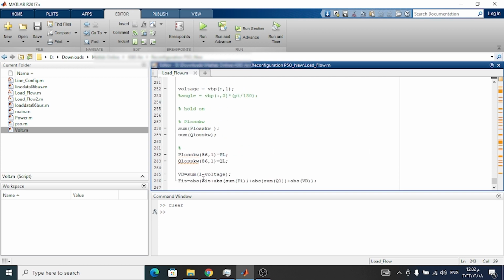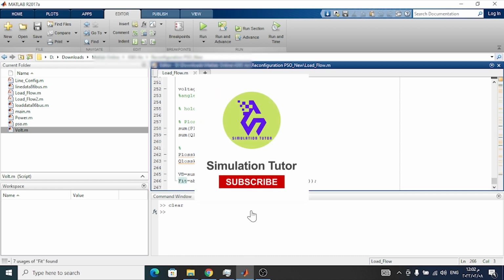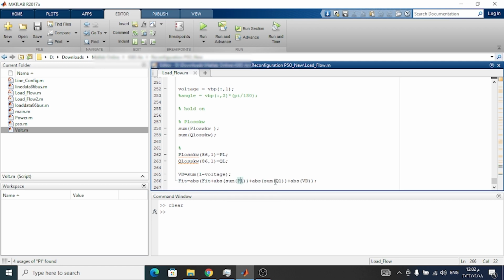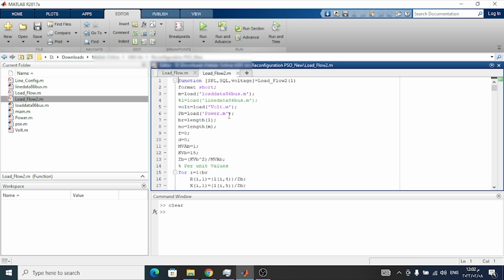And then we calculated two things. In the fitness function, we calculated the accumulated power loss, accumulated reactive power loss, and accumulated voltage deviation. The voltage deviation means how much the voltage at a bus deviates from 1 per unit. And this is the fitness function that will be compared with other choices.